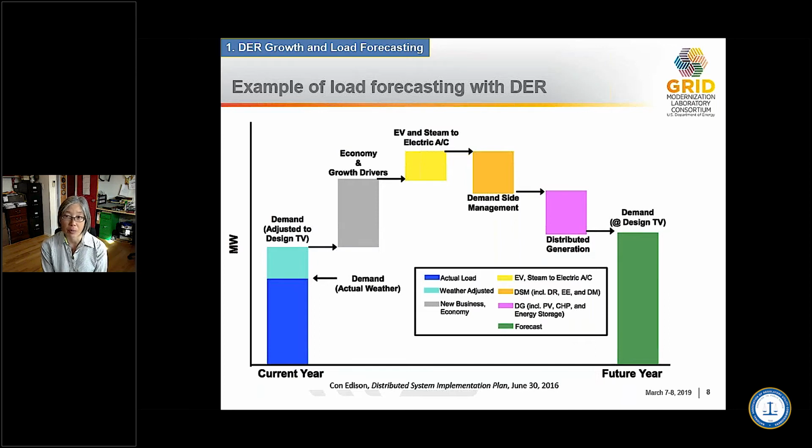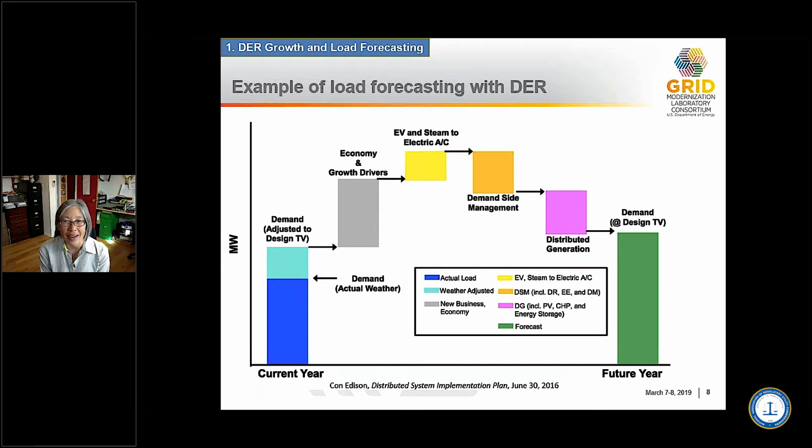And so your demand side management includes your demand response and your energy efficiency and demand management programs in orange. Then in pink, you can see your distributed generation. So that's your PV, your rooftop solar, your combined heat and power, your storage, and you end up with the green, the forecast for a future year. And so that's the general framework, and it's pretty obvious how that works, and it looks pretty simple.